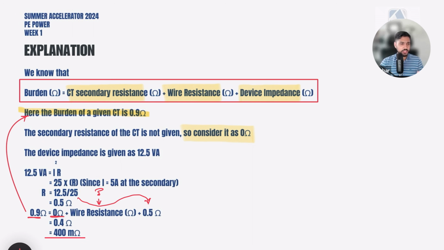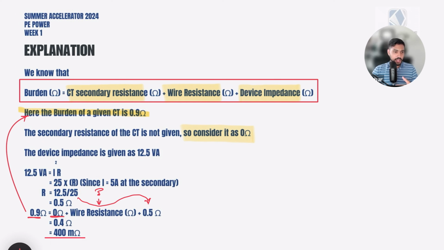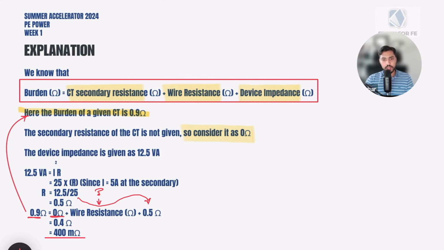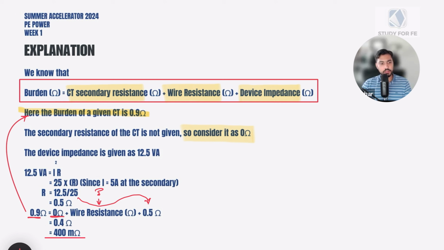It's a simple, straightforward question, but I included it because I feel that there are some underlying concepts that we can brush up on. Okay.